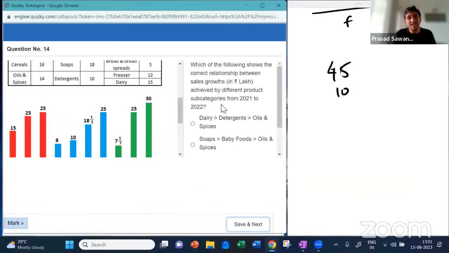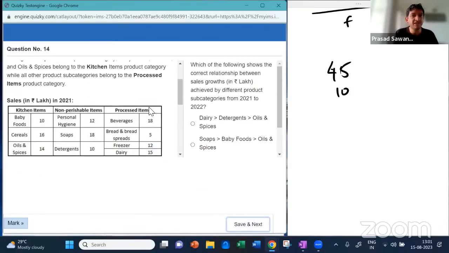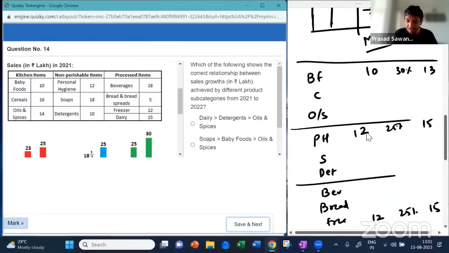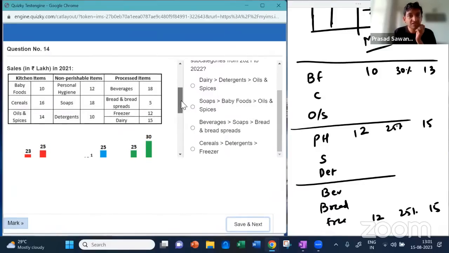Which of the following shows the correct relationship between sales growth in lakh achieved by different product categories from 21 to 22? Sales growth in terms of numbers, right? So we saw something, right? 3 was somewhere, the growth in terms of baby foods and all those things. So oils and spices. Where was baby foods? Baby foods, freezers and personal hygiene, I think, right? Okay, now here if I look at baby foods and soaps, it is bigger than that.